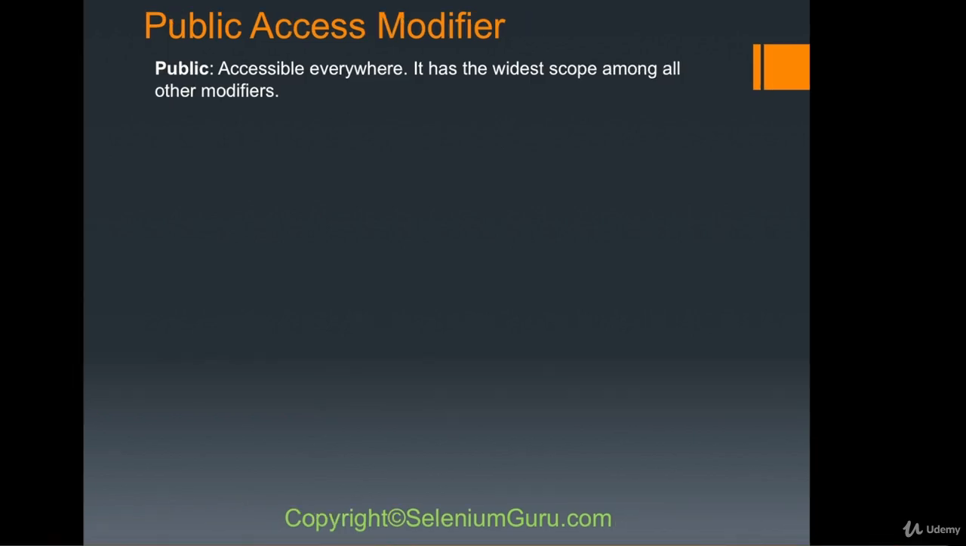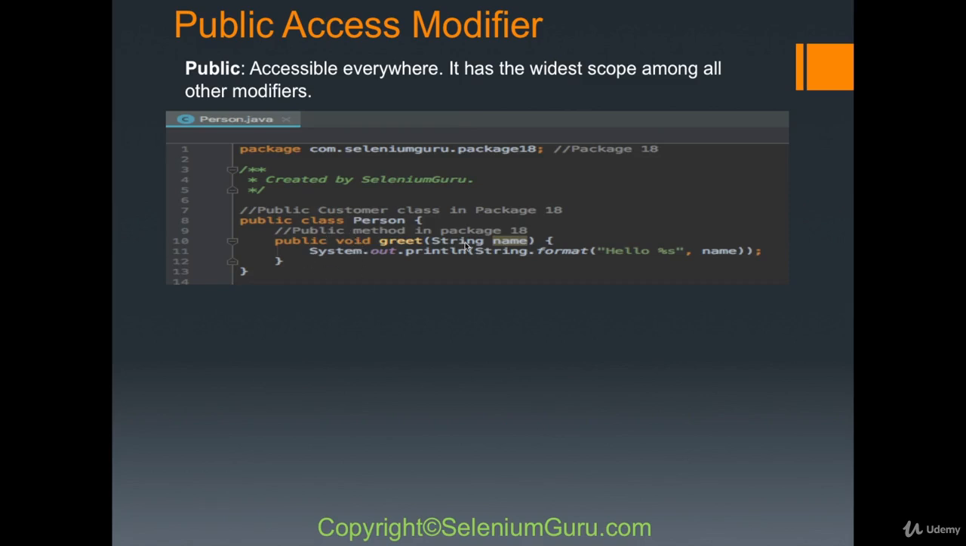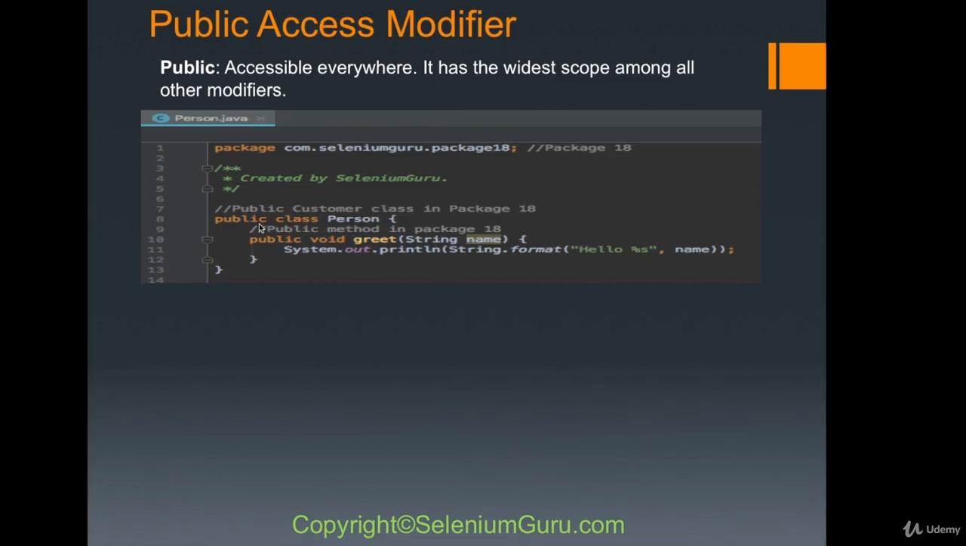Before learning about access modifiers, we were already using the public access modifier. For instance, I've got this public class Person and we were creating public methods all the time, right? So we were using the public access modifier without knowing it. I've got this public void greet method in here, and I know this is a public access modifier because it has public in here.